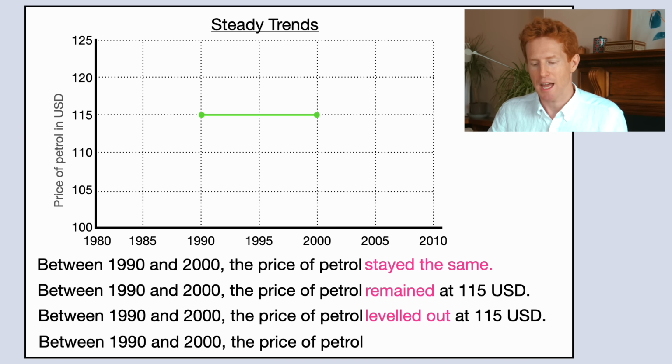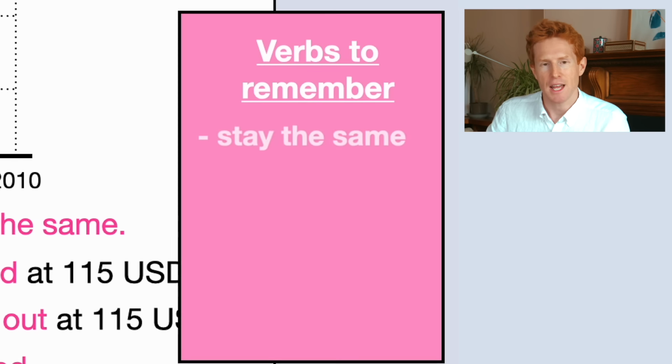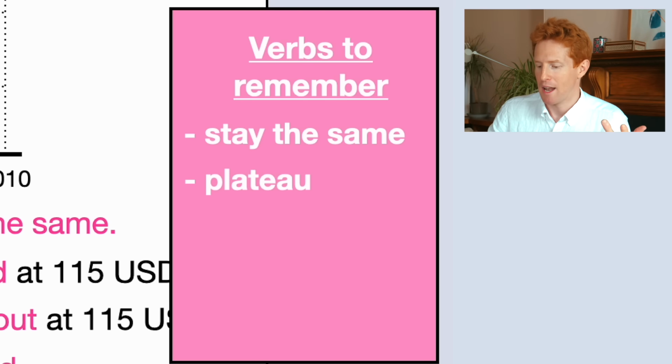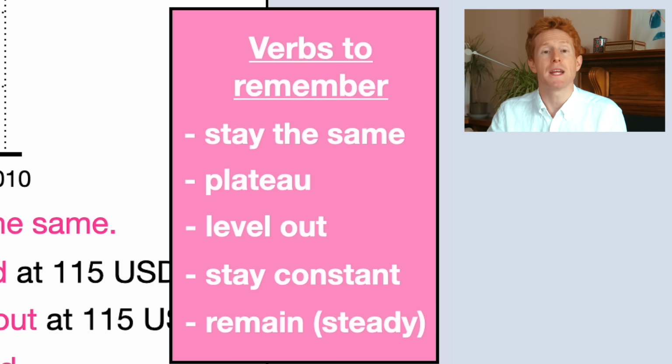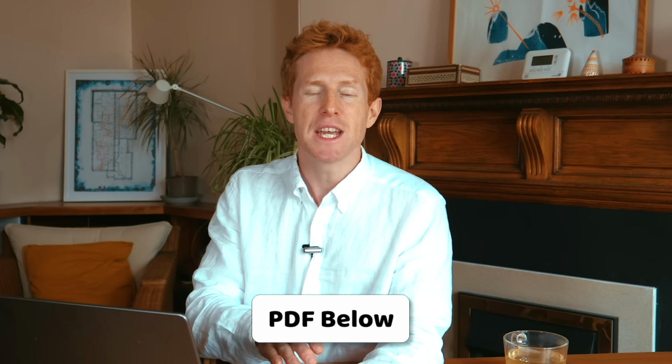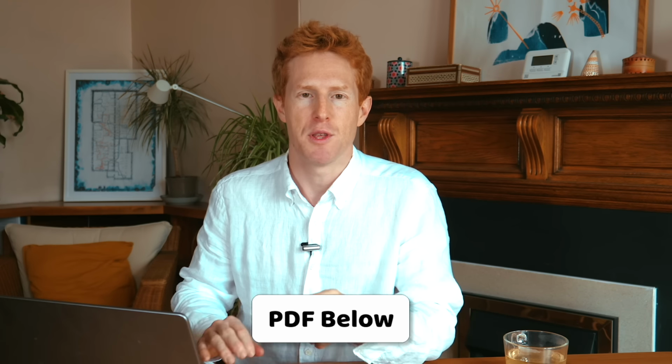Between 1990 and 2000, the price of petrol plateaued. A very useful advanced word to use in academic task 1. Which verbs do we need to remember? We need to remember stay the same, plateau, level out, stay constant, and remain or remain steady, and then at the number. Remember guys, there will be a PDF for this lesson with all of the useful vocabulary, so I suggest you watch this video and then you review the PDF.